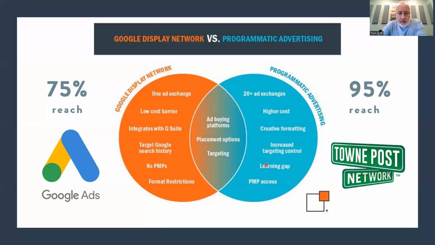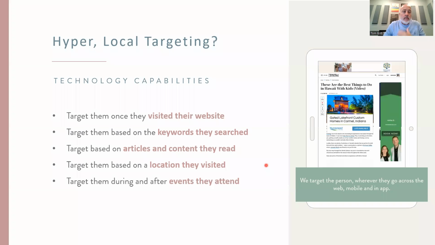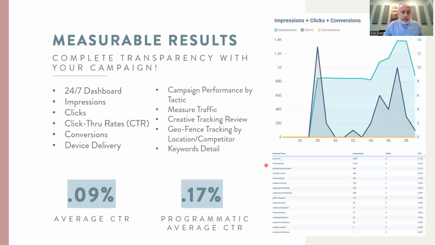There's lots of websites out there, lots of news websites and high traffic sites that actually carry both Google Ads and programmatic ad inventory on them. So there is some overlap, but if you are familiar with Google Ads, you've done those in the past, programmatic is very similar to that, but just has a much further reach. We can target people based upon places they've visited, like your website. We can target them based on keywords they're looking for, articles that they're reading about, maybe a location that they visited, or maybe even an event that they went to. Maybe it's a dental conference that they went to.